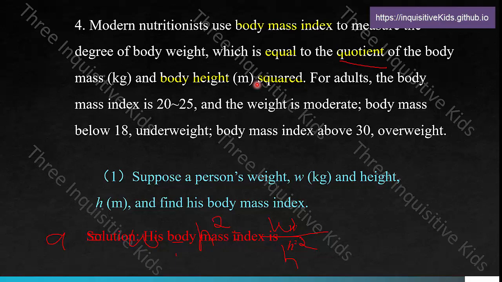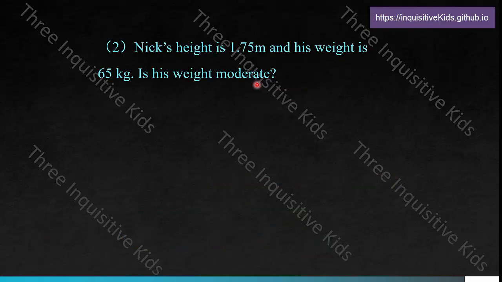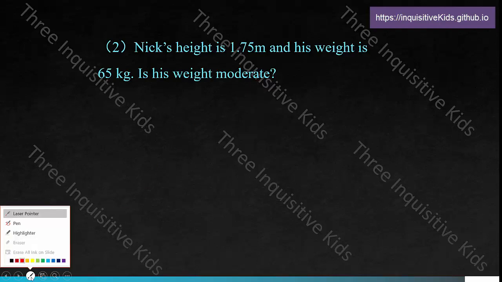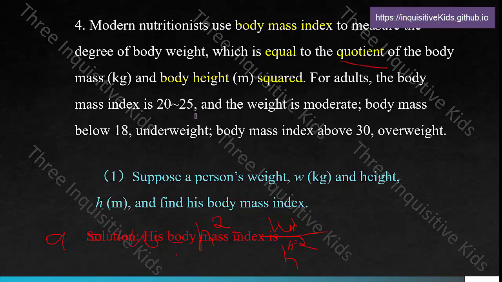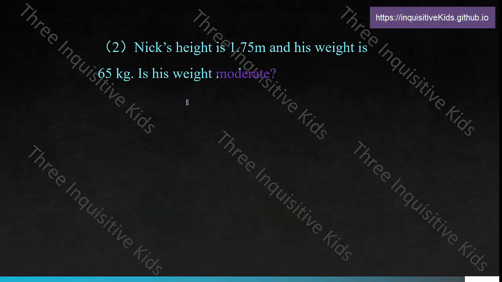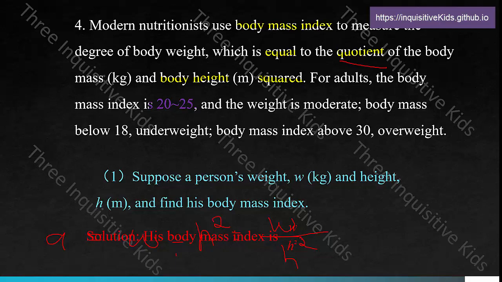Are you all done? Okay, so let's check if you were correct. So in the problem, it already talked about something being moderate. It said that for adults, the body mass index is 20 to 25, and that is going to be the moderate weight. So all we have to do is figure out if Nick's, after we calculate his body mass index, is it going to be moderate?